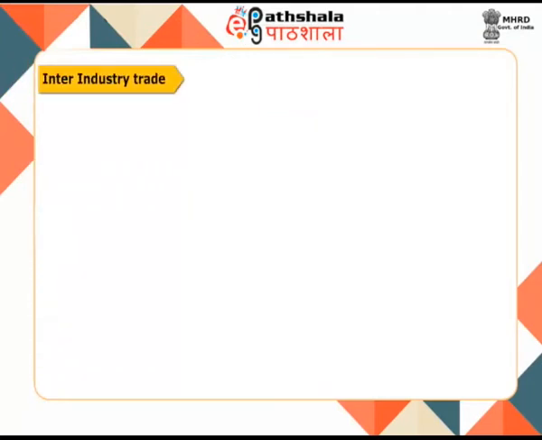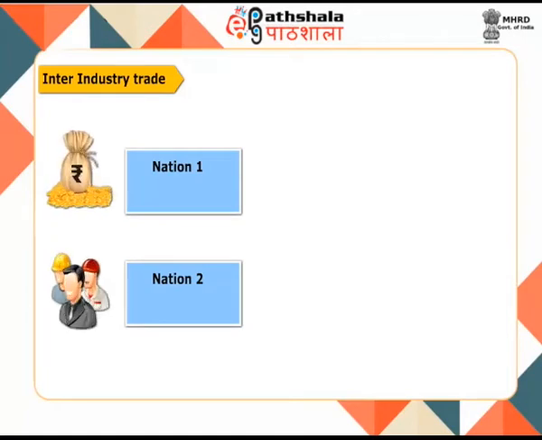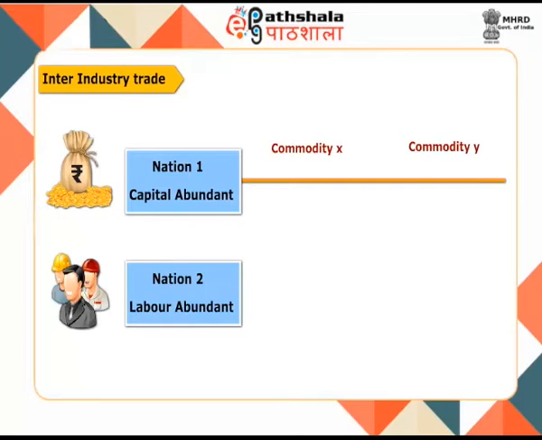Let us now assume that the economy consists of two countries, that is, Nation 1 and Nation 2. Each of these countries has two factors of production, capital and labor. Also assume Nation 1 is a capital abundant country, that is, it has a higher overall capital labor ratio than Nation 2. The two industries X and Y in both nations are producing commodity X and commodity Y, where commodity X is capital intensive as compared to commodity Y.